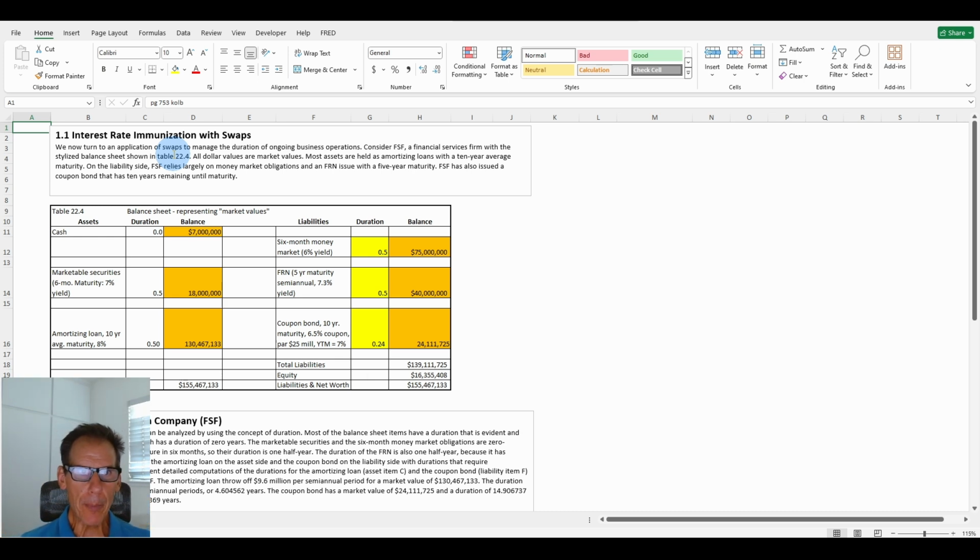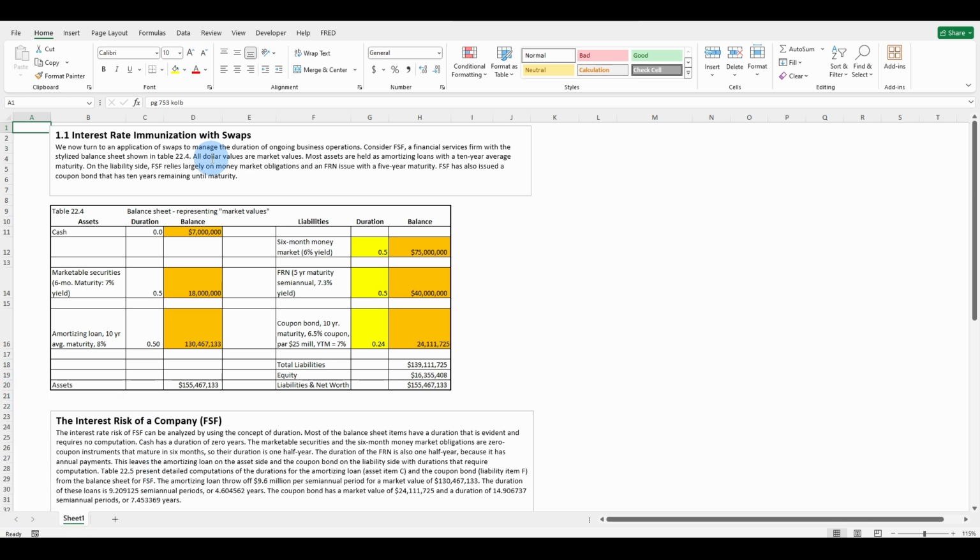We now turn to an application of swaps to manage the duration of ongoing business operation. Consider FSF, a financial service firm with a stylized balance sheet shown in 22.4. All dollar values are market values. Most assets held are amortizing loans with 10-year average maturity. On the liability side, FSF relies largely on money market obligations and an FRN issue with a 5-year maturity. FSF has also issued a coupon bond that has 10 years remaining until maturity.